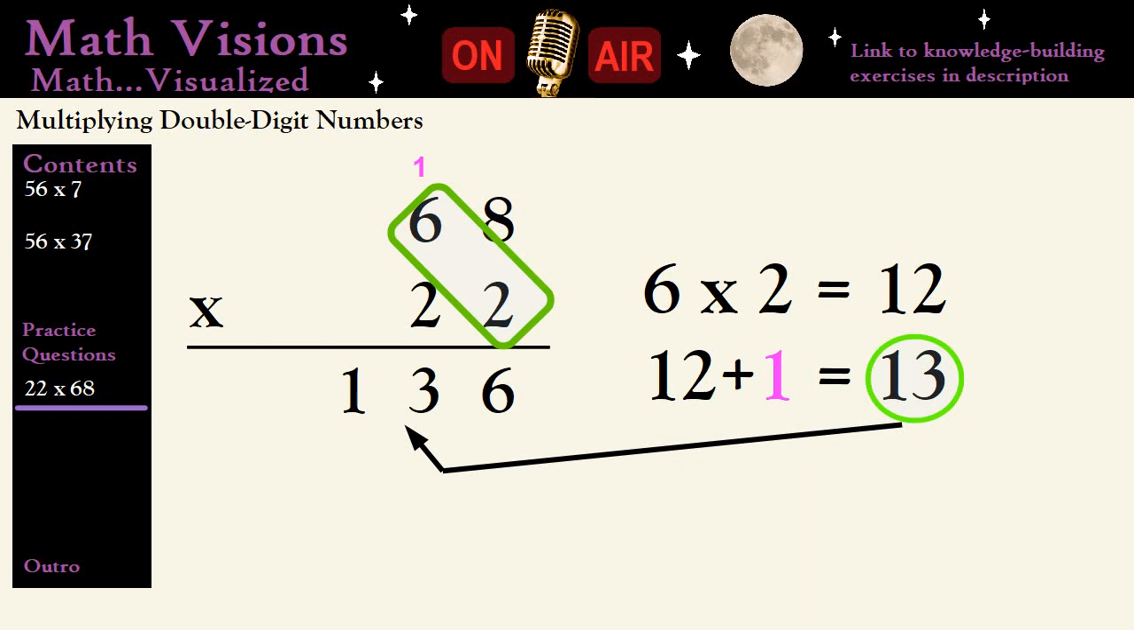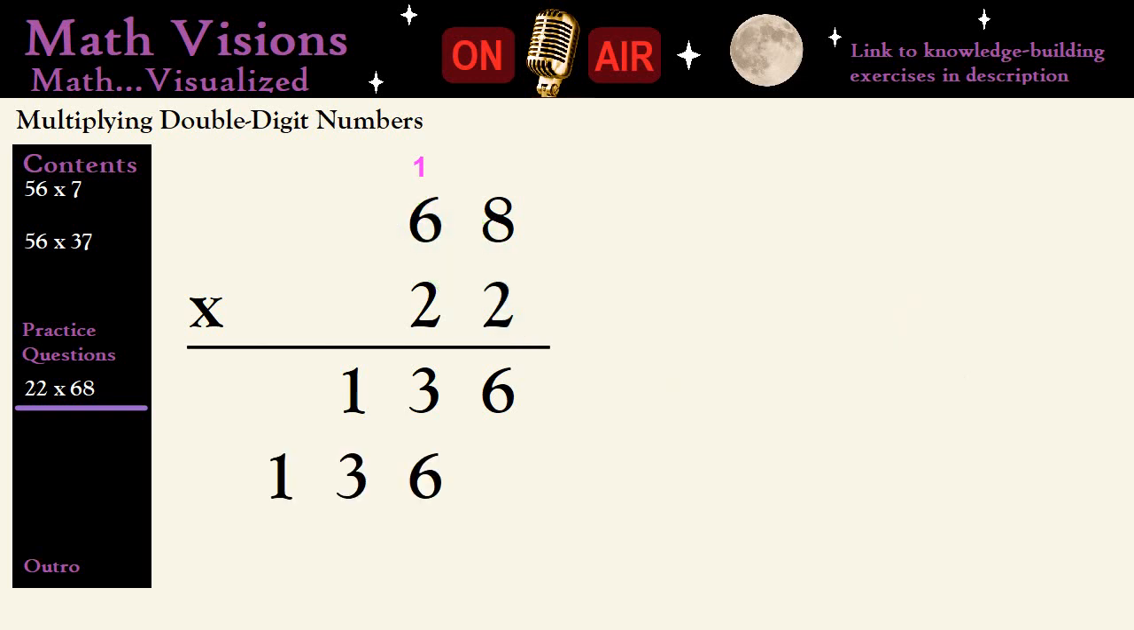Since we now know that 68 times 2 is 136, and we're multiplying 68 by 22, we can write another instance of 136 and shift it one space to the left. This makes sure that the 6 in our second 136 is in the tens place, the location of our second instance of 2 in 22.